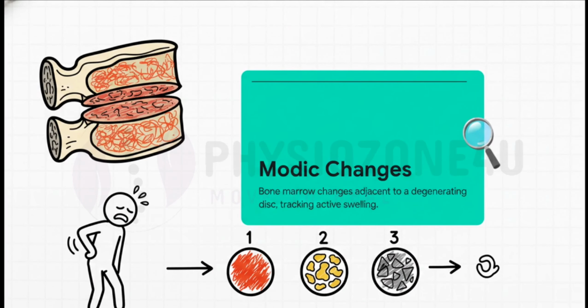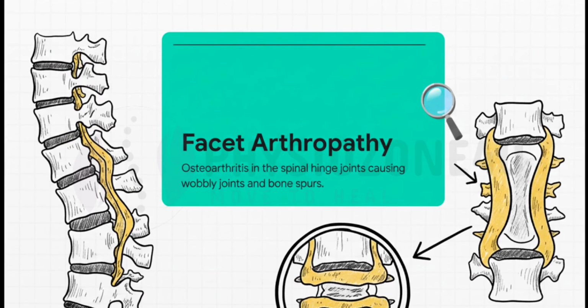These map the stress response in the vertebral bone marrow right next to a degenerating disc. The main one you want to watch for is type 1. This indicates active swelling and inflammation, which strongly correlates with active mechanical back pain. Type 2 and type 3, those are just signs of stable fatty replacement and bone hardening, essentially harmless scars from older wear and tear. And what about when the spine just naturally ages?